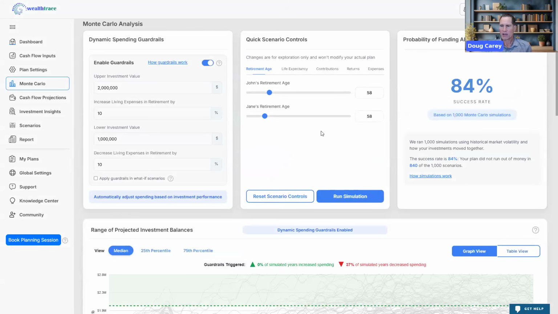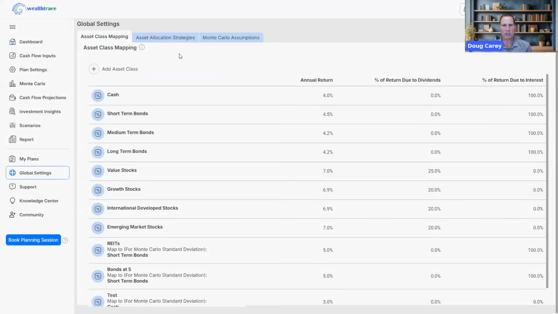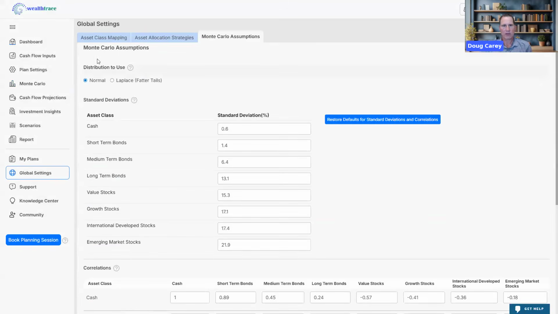Oh, someone's asking about Laplace versus normal distribution. Let me show you that in global settings. In Monte Carlo, you have this option, normal distribution or Laplace. Laplace has fatter tails on the distribution, so the bell curve's tails will be fatter, which means more extreme events are more likely compared to a normal distribution. So if you believe we are more likely to have extreme events compared to the last 50 years of history, you might want to use Laplace, or just try it out: click it, save it, and then rerun your Monte Carlo.